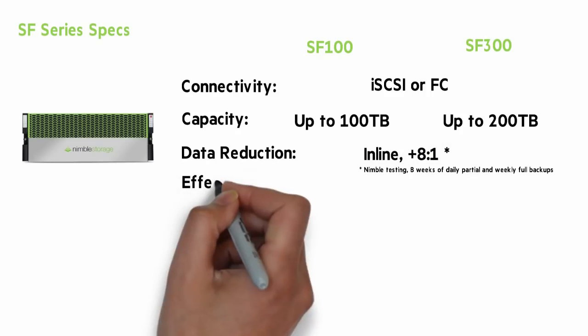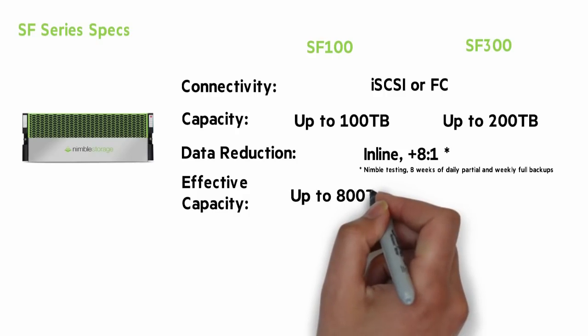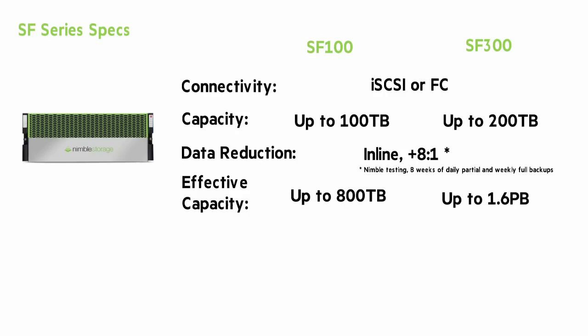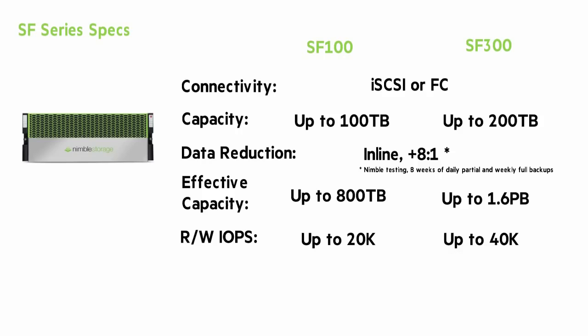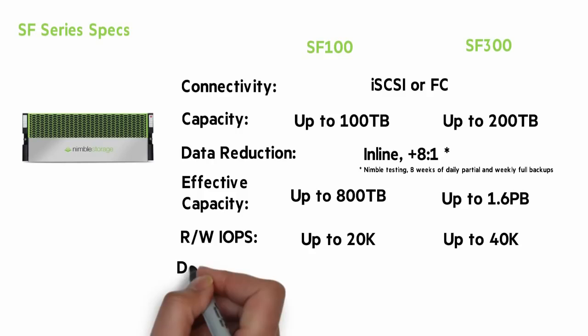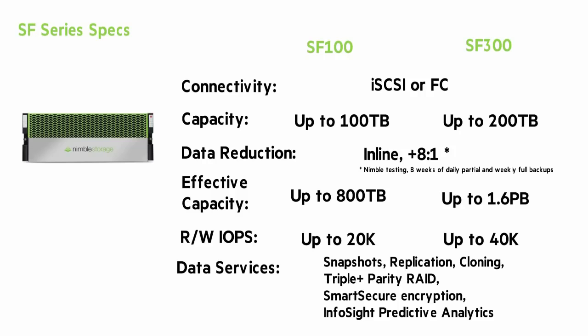With this data reduction, effective capacity for the SF100 is up to 800 terabytes, while the SF300 is up to 1.6 petabytes. The read-write IOs per second are 20,000 and 40,000 for the SF100 and the SF300 respectively, and that's far better than a typical backup appliance. And finally, the SF series includes all of the Nimble storage data services like snapshots, replication, cloning, triple plus parity RAID, smart secure encryption, and InfoSight predictive analytics.